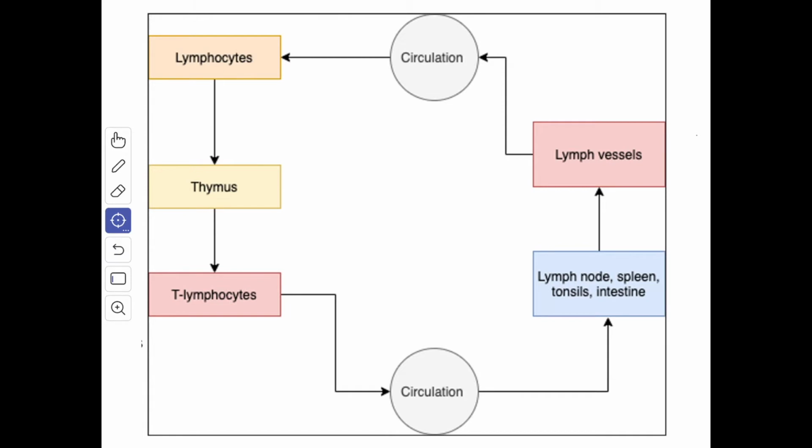Here they divide repeatedly and undergo certain changes, and they are now called the T lymphocytes. T stands for thymus. These T lymphocytes that have been processed in the thymus re-enter the circulation to reach the lymphoid tissues in the lymph node, spleen, tonsil and intestine.